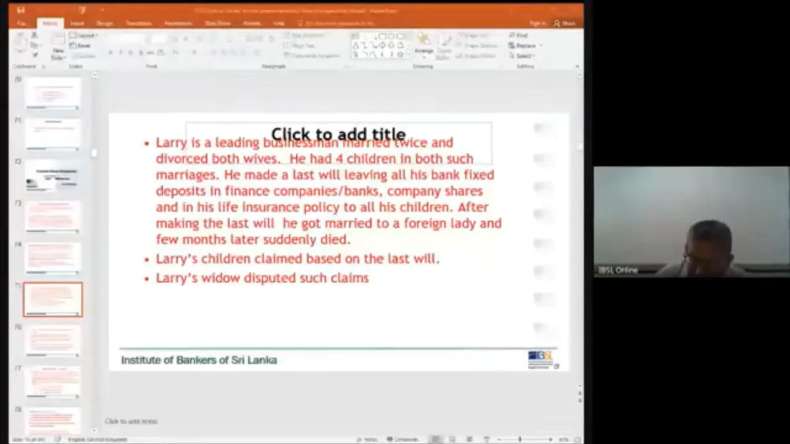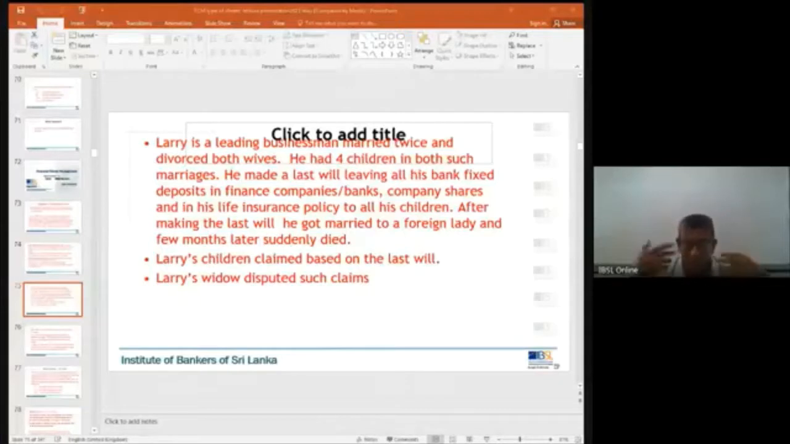But remember, based on the last will, the bank won't give the money. A last will has to go through testimony, so you have to take action. Once they have the last will, it goes to the court. Even though you have the last will, the bank gets the instruction from the court. The bank cannot act based on the last will.